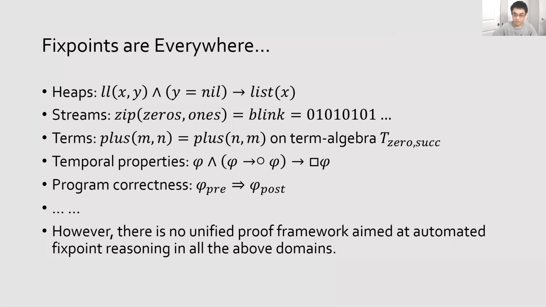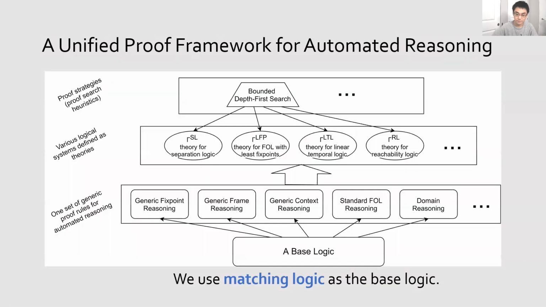Our motivation is fixed-point reasoning. Fixed points are everywhere. They are used to describe inductive data structures on heaps, properties about infinite streams, term algebras, temporal properties, and the function correctness of programs. However, there is no unified proof framework that aims to support the automated fixed-point reasoning in all the above areas. So in this work, we propose such a general unified proof framework for automated fixed-point reasoning.